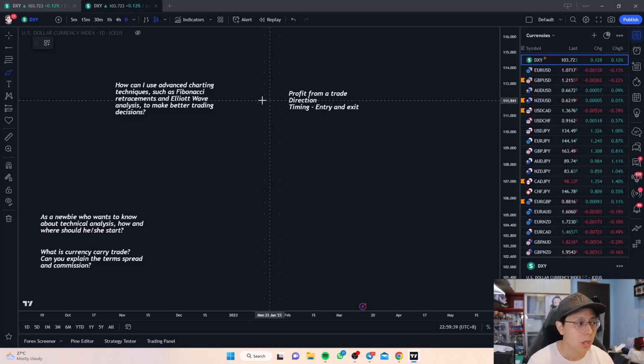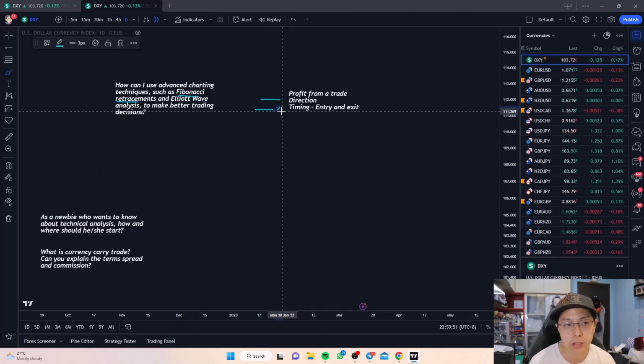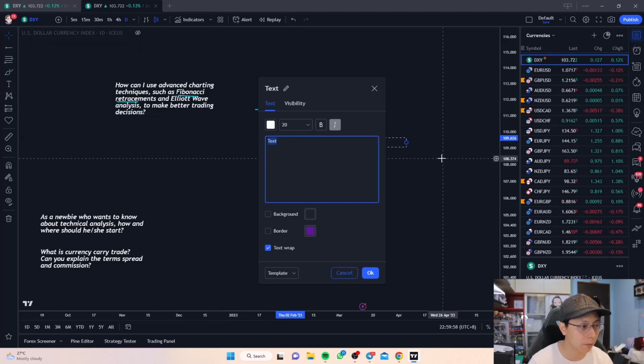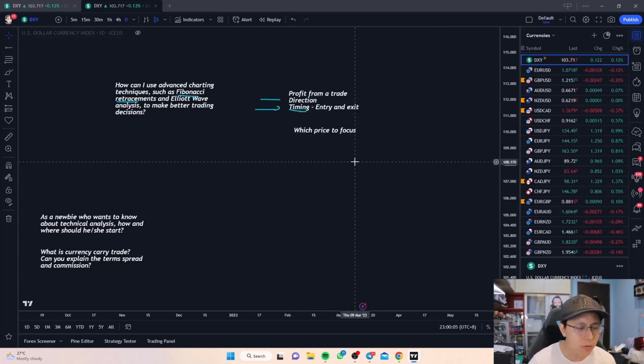So back to this question, Fib retracement. You want to ask yourself: does it give you the direction, or does it fill in the timing aspect? From my perspective, Fibonacci retracement gives you the timing on the part of which price to focus. It doesn't really give you the when specifically, but it gives you the where. Which price? It gives you the answer of where.